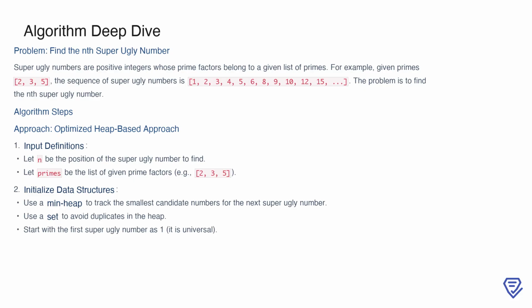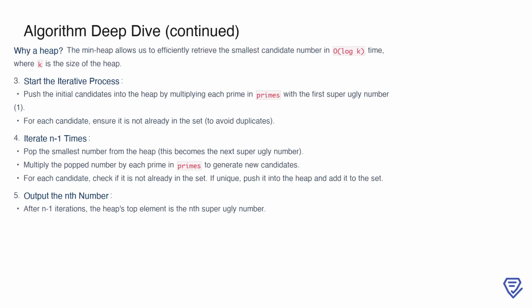To achieve this, we use an optimized heap-based approach. First, we define the inputs. N represents the position of the super ugly number desired, and primes is the given list of prime factors. Next, we initialize our data structures. A min-heap is used to track the smallest candidate numbers for the next super ugly number, while a set ensures no duplicate numbers are added to the heap. We start the sequence with the number 1, which doesn't contain any prime factors but serves as the base case for generating subsequent numbers. The choice of a min-heap is critical because it allows us to retrieve the smallest candidate number efficiently, with each retrieval taking log k time, where k is the number of elements in the heap.